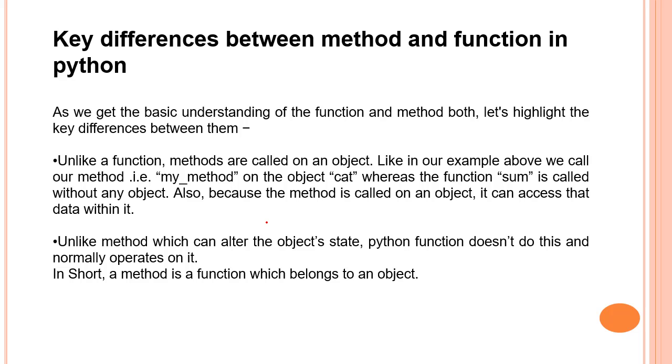A method can access the data that is present inside a class, but functions are quite independent. It is just what it tells about what it does. Unlike a method, which can alter the object's state, a Python function does not do this and normally operates on its inputs. In short, a method is a function that belongs to an object.